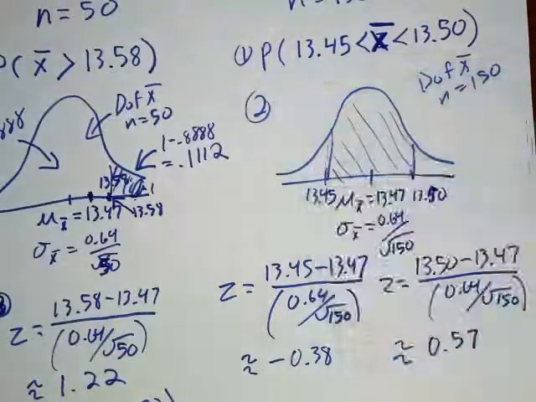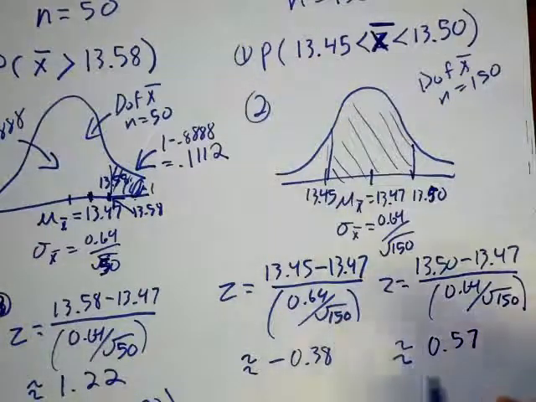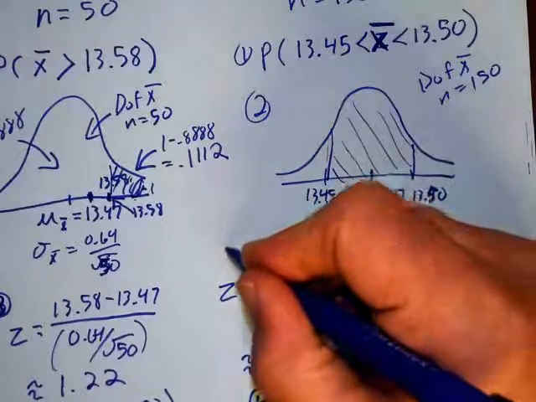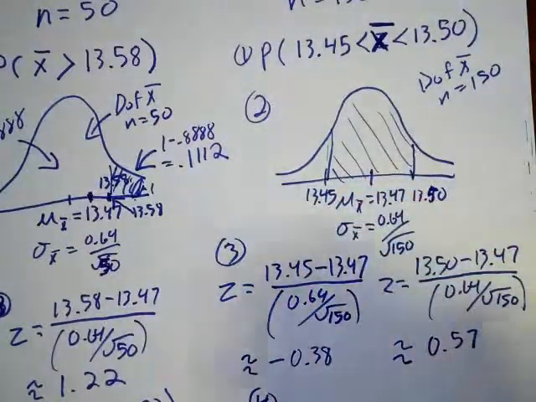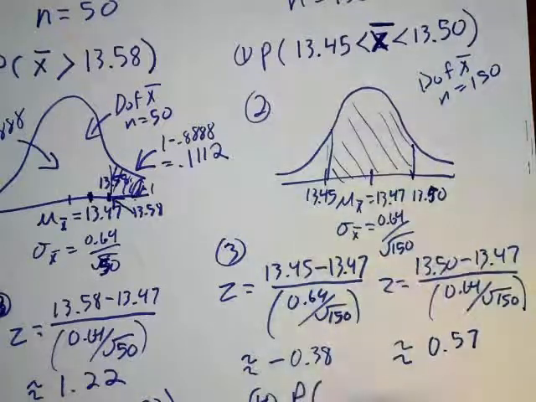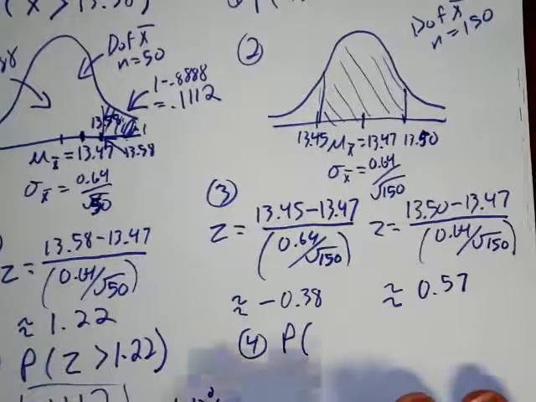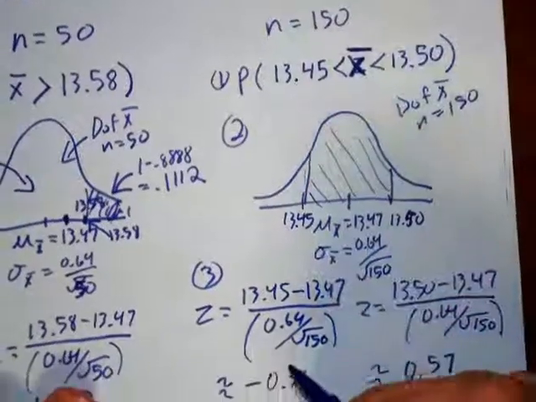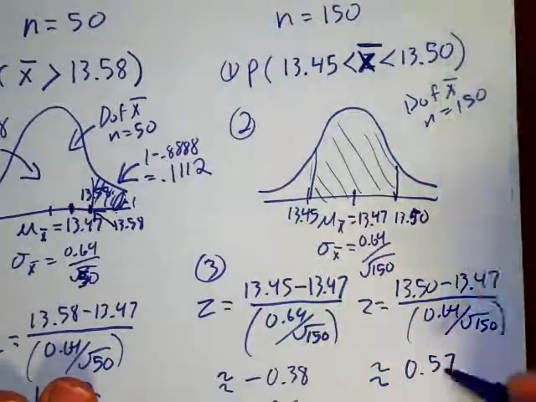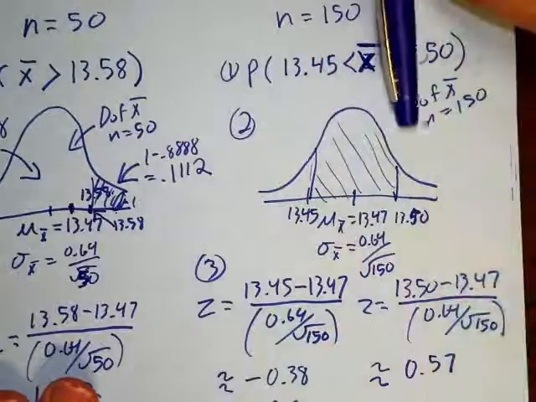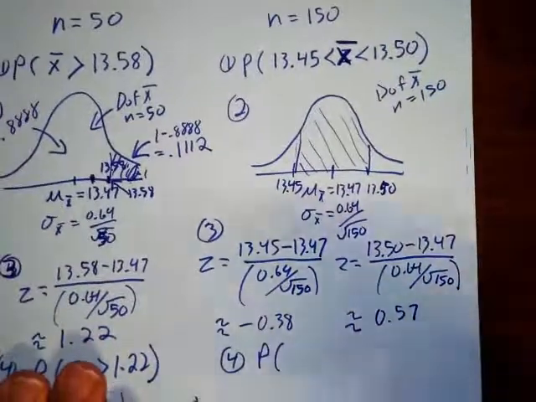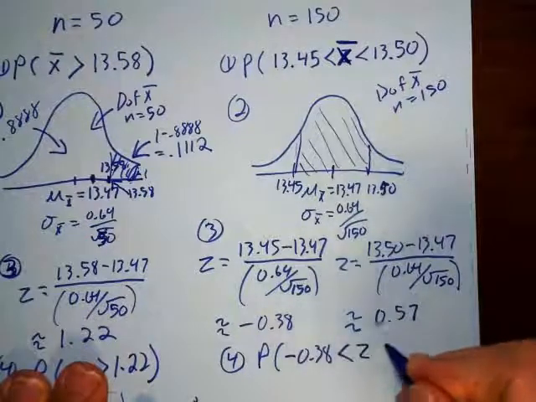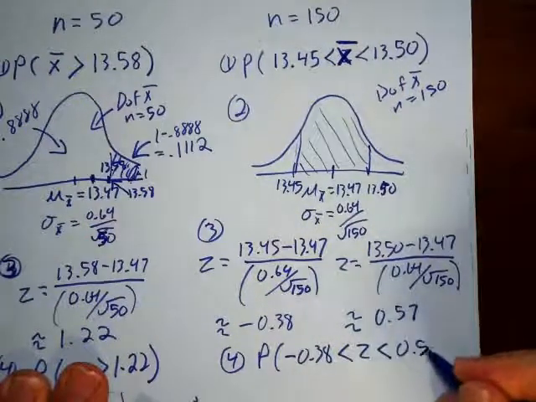Okay. So these are the two z-scores. One is negative, one's positive. So now this is step 3. All of this was step 3. So now I write the corresponding z-score probability for step 4. Okay, so I'm changing this to the z-score negative 0.38 and this one to the z-score 0.57. Okay, and so I get negative 0.38 less than z less than 0.57.